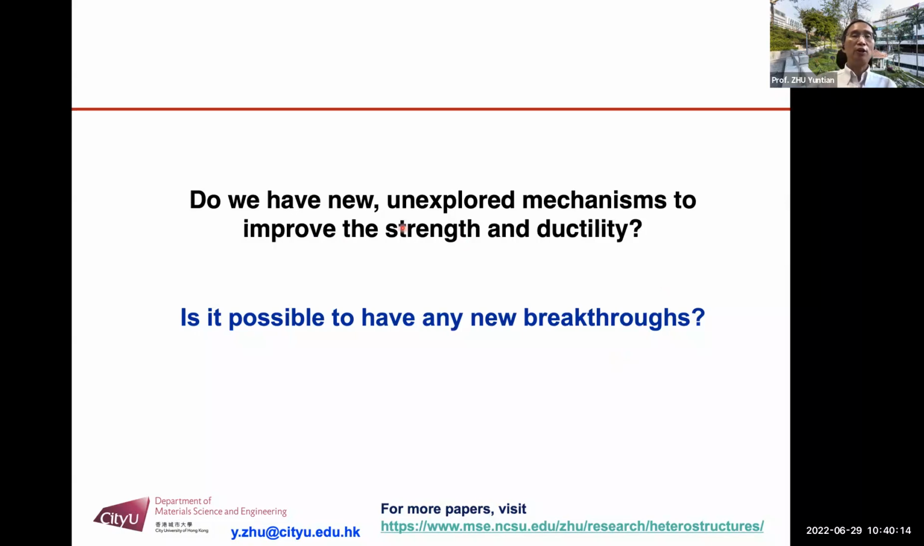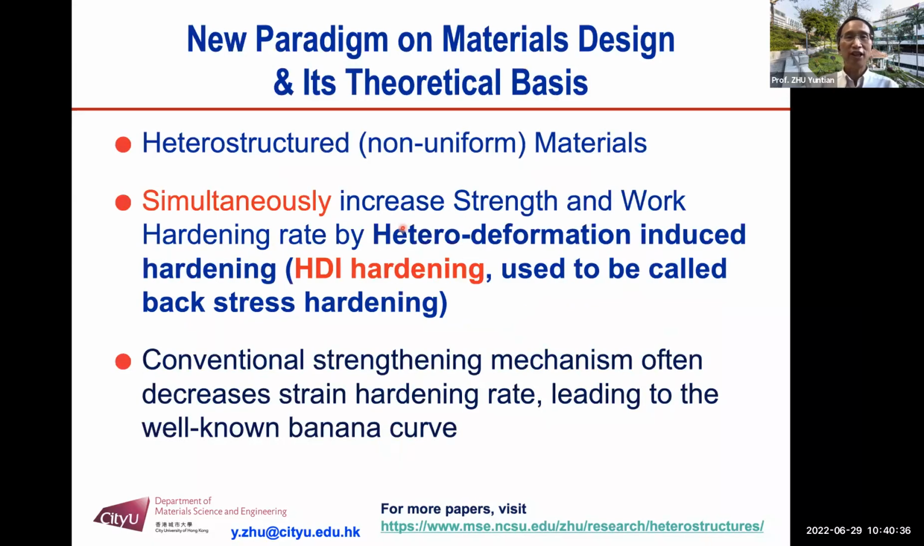So metals and alloys have been studied for over a century. Now the question is, do we still have new unexplored mechanisms to improve the strength and ductility? In other words, is it possible to have any new breakthroughs? So with that question, I'd like to introduce a new paradigm materials design and its theoretical basis.